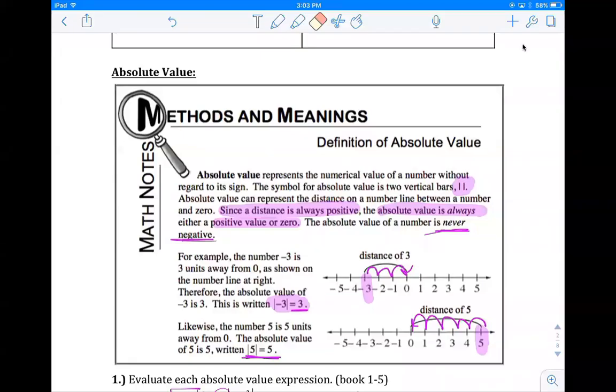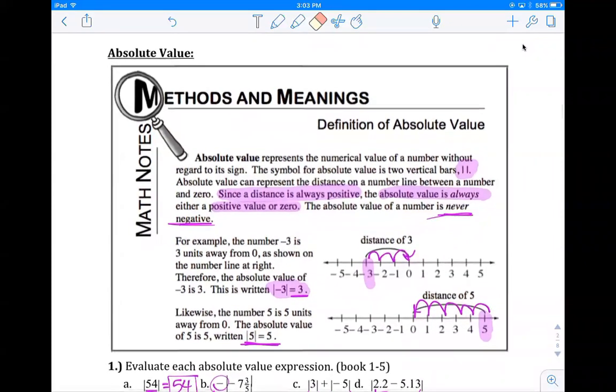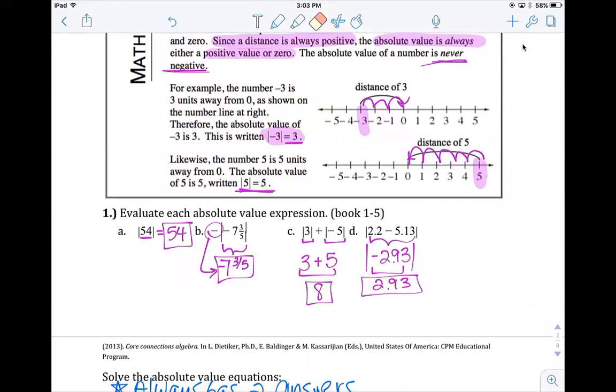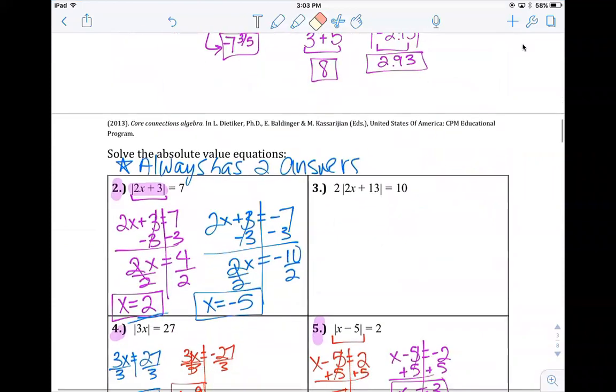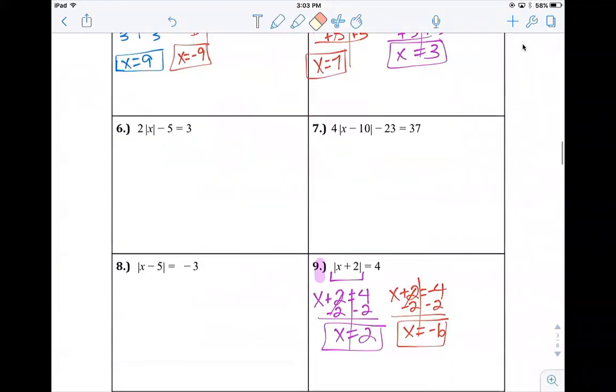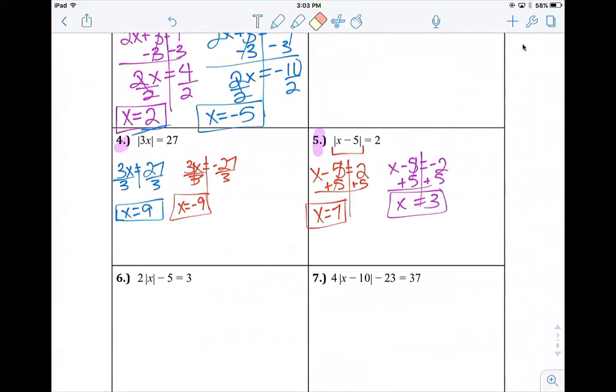So today's notes are the second half of the absolute value equations. Yesterday we talked about absolute value. Anything in the absolute value bars turns positive or stays positive. And we had started looking at 2, 4, 5, and 9 about solving absolute value equations.